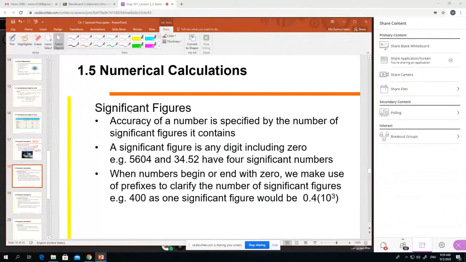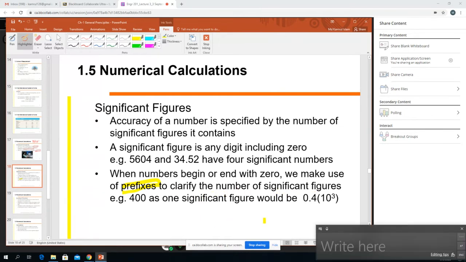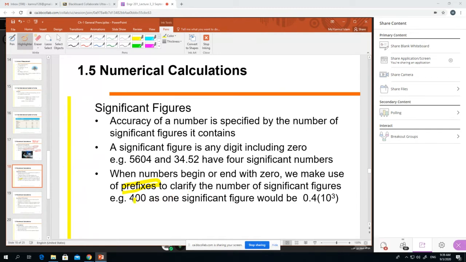Significant figures. What are the significant figures? The accuracy of a number is specified by the number of significant figures it contains. A significant figure is any digit including 0. When a number begins or ends with 0, we make use of the prefix to clarify the number of significant figures. Like 400 with one significant figure, we can write 0.4 times 10 to the power 3.